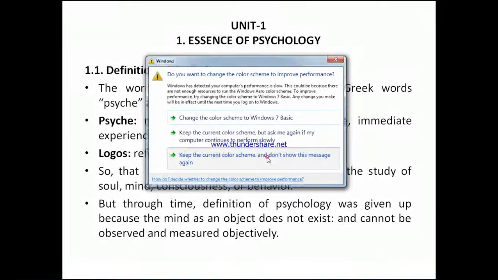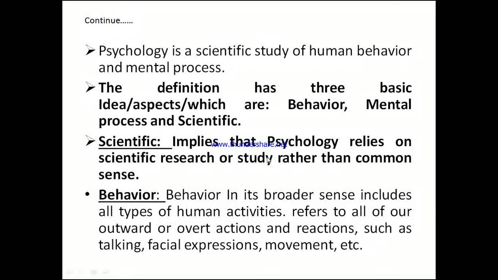When we come to the scientific definition, psychology is the scientific study of human behavior and mental processes. Under this scientific definition, we can find three basic elements. One of the elements is that psychology is scientific. Something being scientific implies that psychology relies on scientific research rather than common sense. So it studies behavior by using different scientific methods.